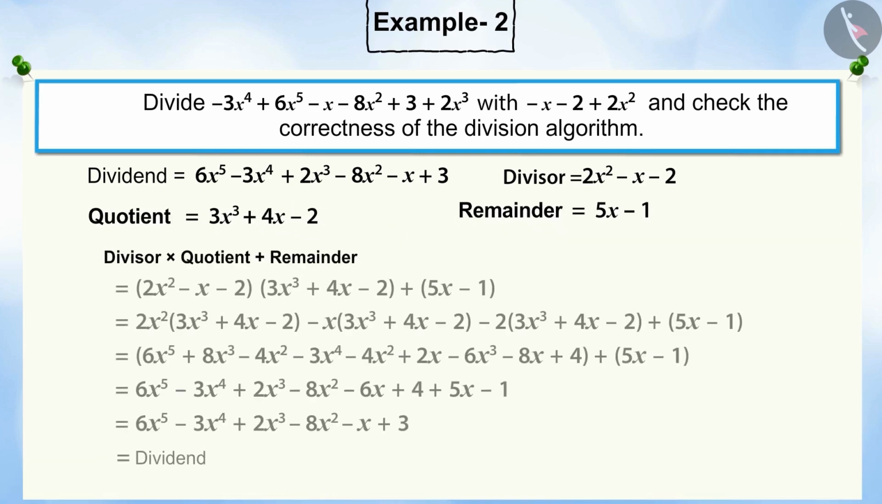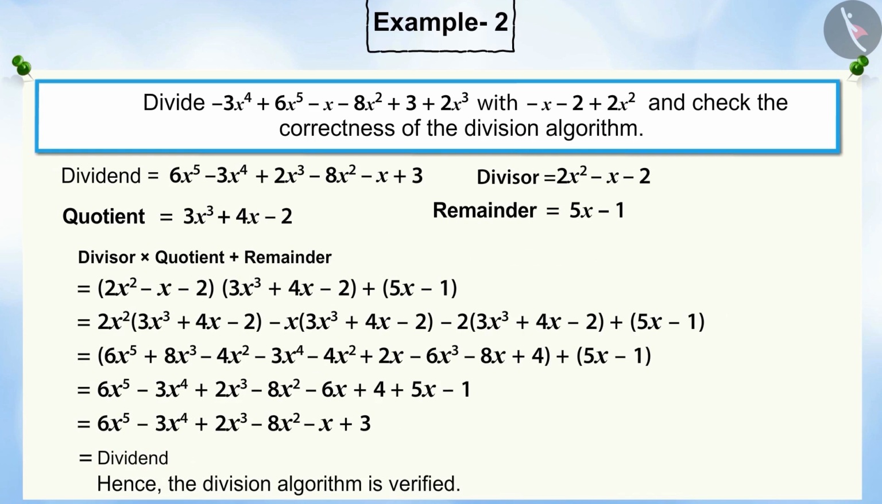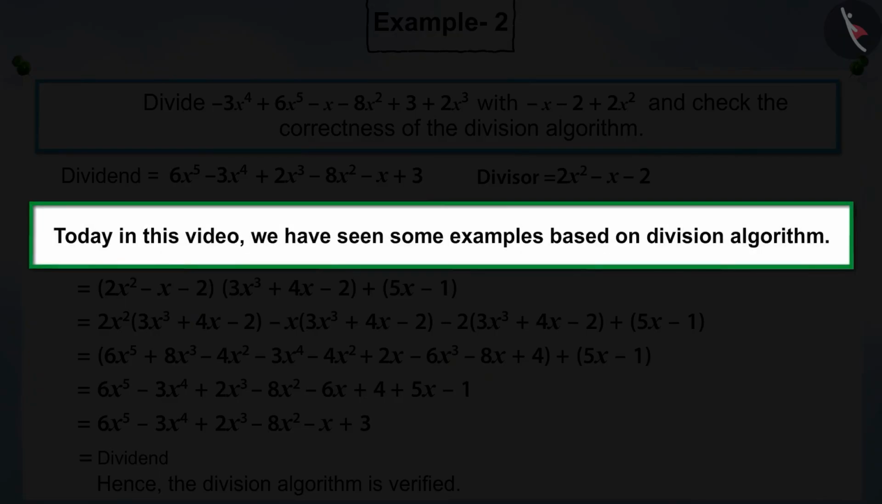Now, if on multiplying the quotient with the divisor and adding it to the remainder, it becomes equal to the dividend, then the division algorithm is verified. Today in this video, we have seen some examples based on division algorithm. In the following video, we will see what common mistakes can be made while solving these type of questions.